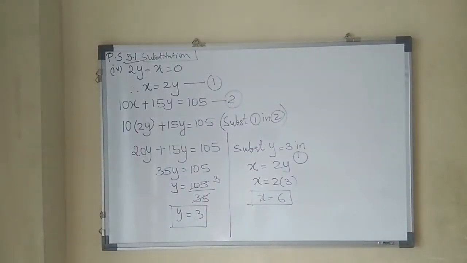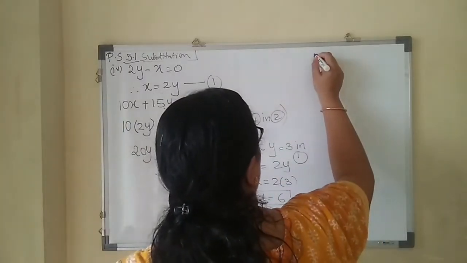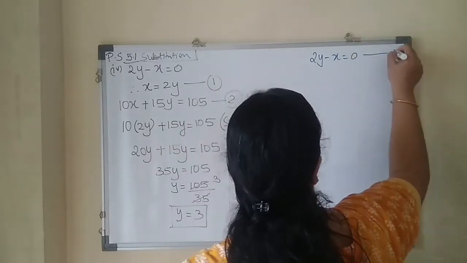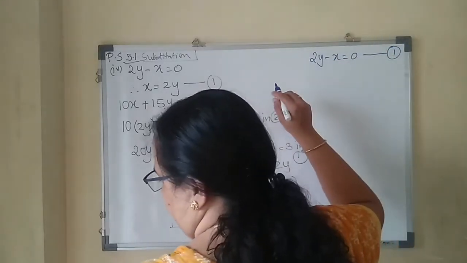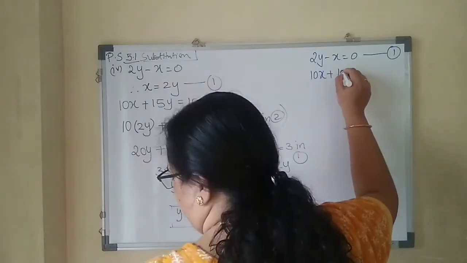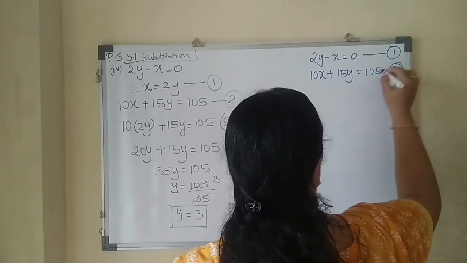I had given you homework. Were you all able to do it? I think some of you must have done. So let us write the equation. 2y minus x is equal to 0, equation 1. And the second equation is 10x plus 15y equals 105.